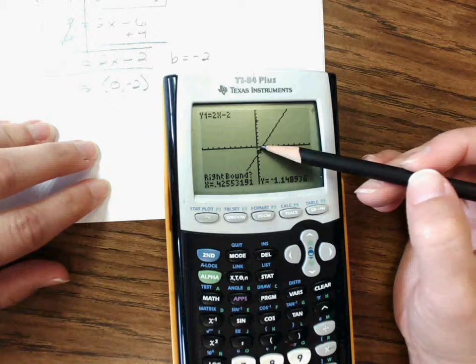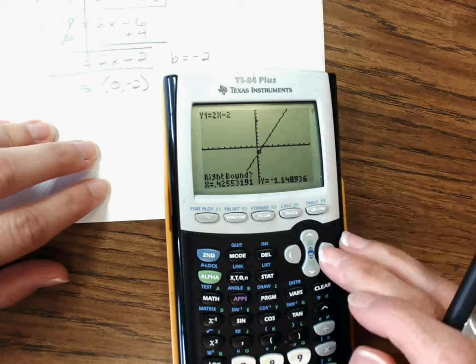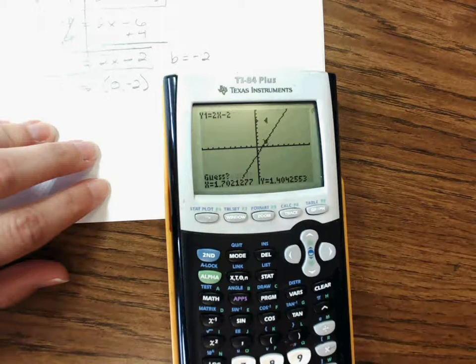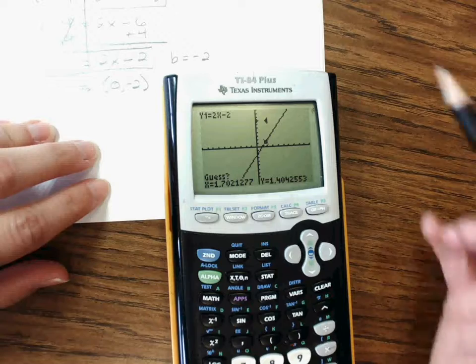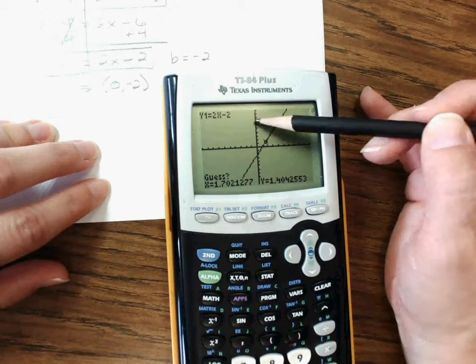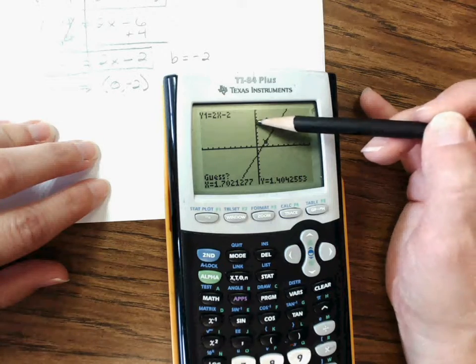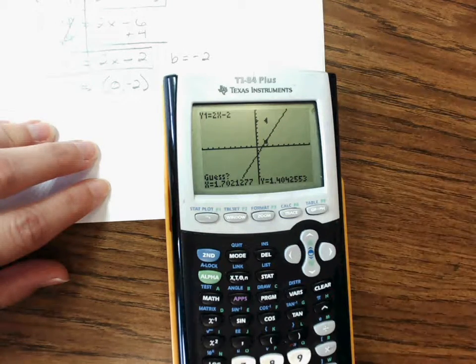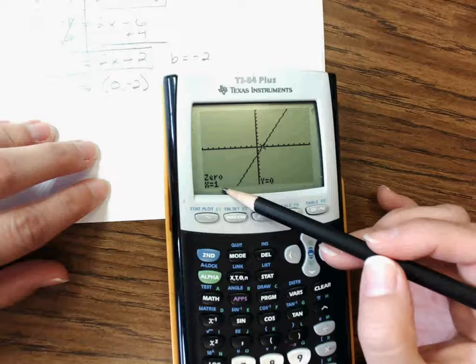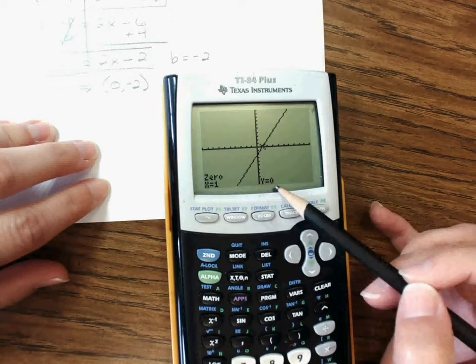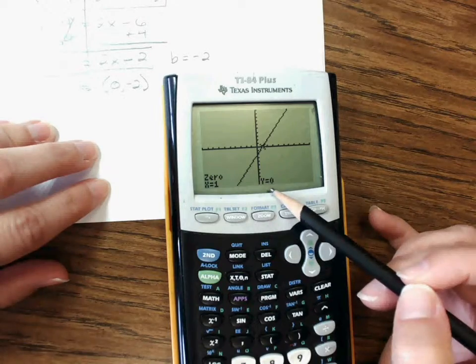Remember, I'm trying to find that x-intercept. So now I've got to go to the right of where it is, hit enter again, and it's going to guess. We don't care about what the guess is. We're going to hit enter again. You notice it's put two little markings up here. It's going to find the 0 on this line between those two markings, which is our 0 right there. I'm going to hit enter again, and it's telling me that my 0 is 1. So the point where my 0 is the point 1, 0. It tells it to you right there.